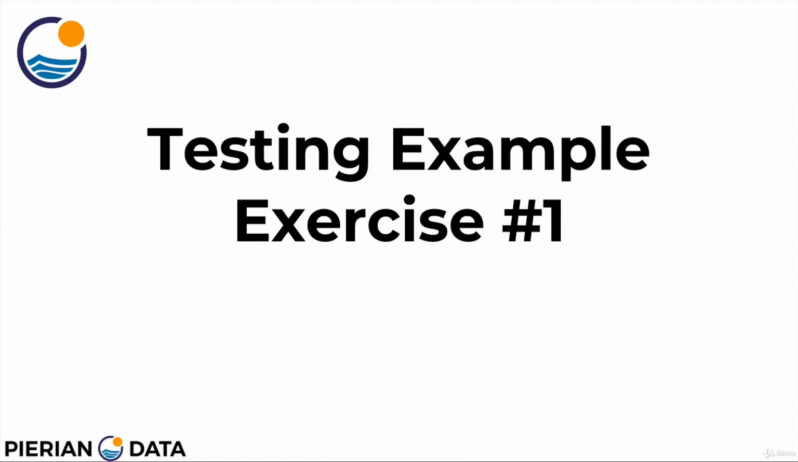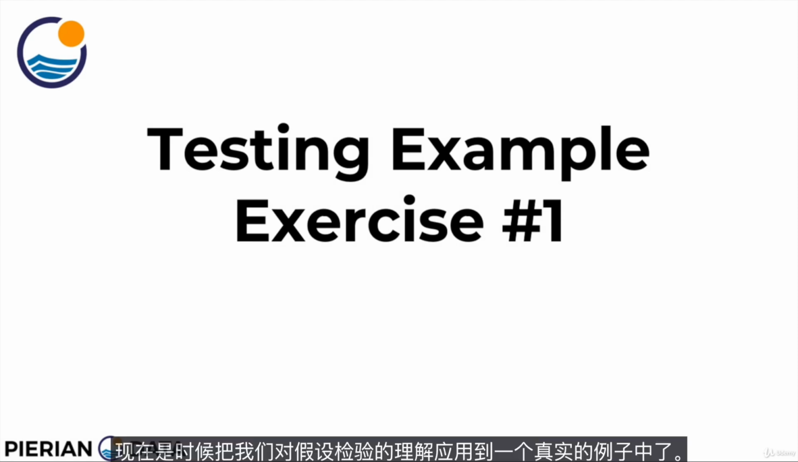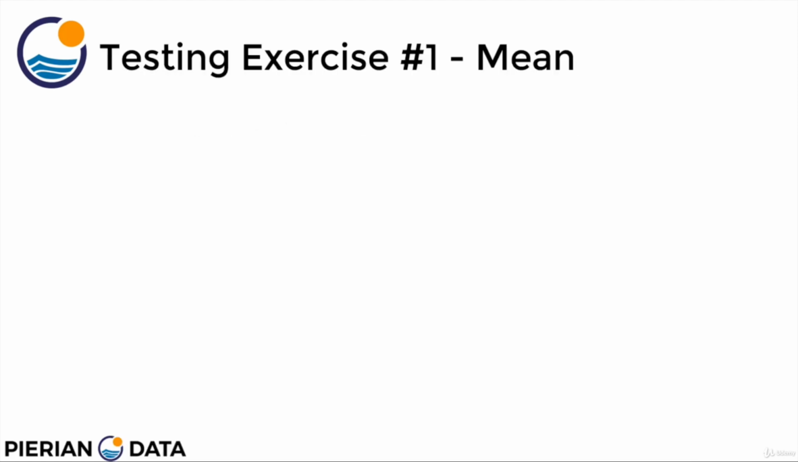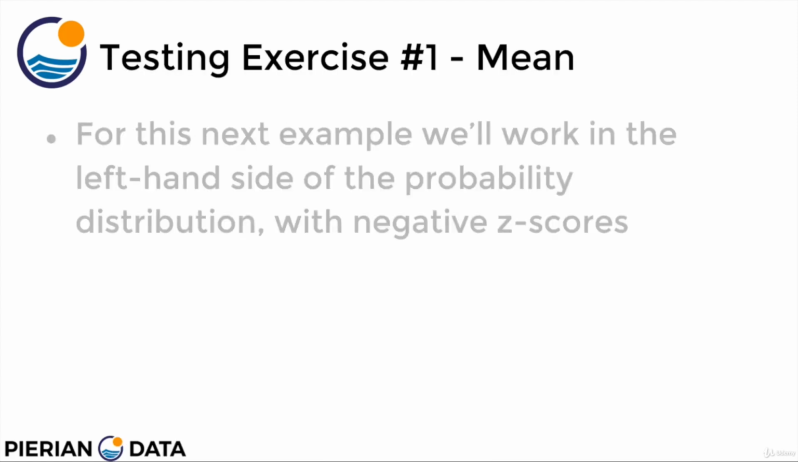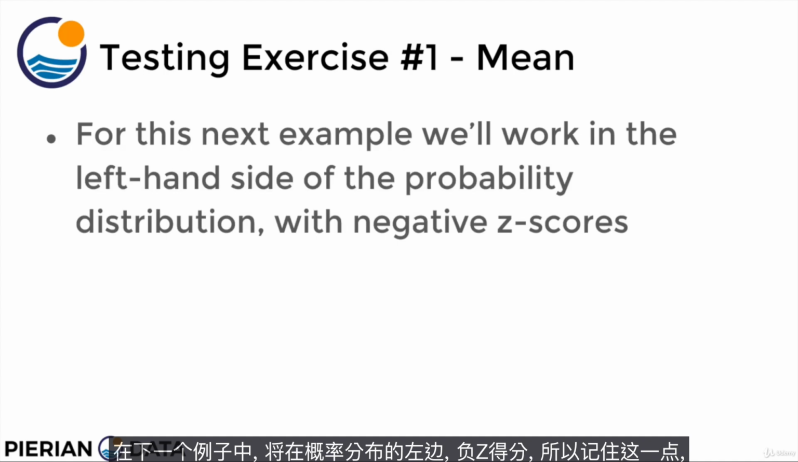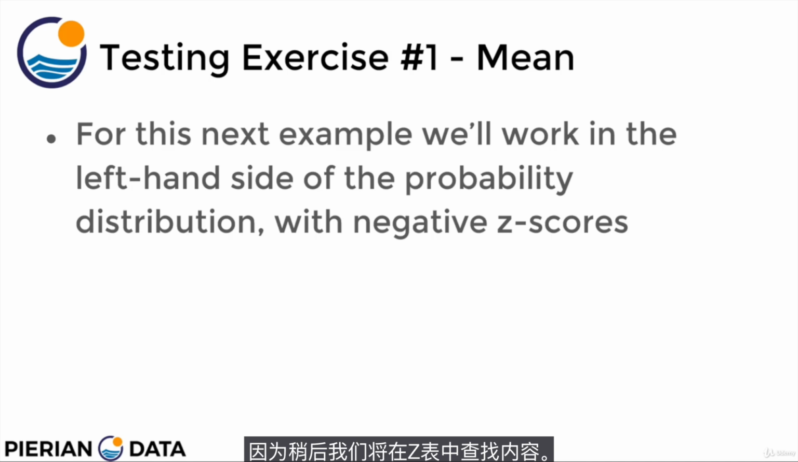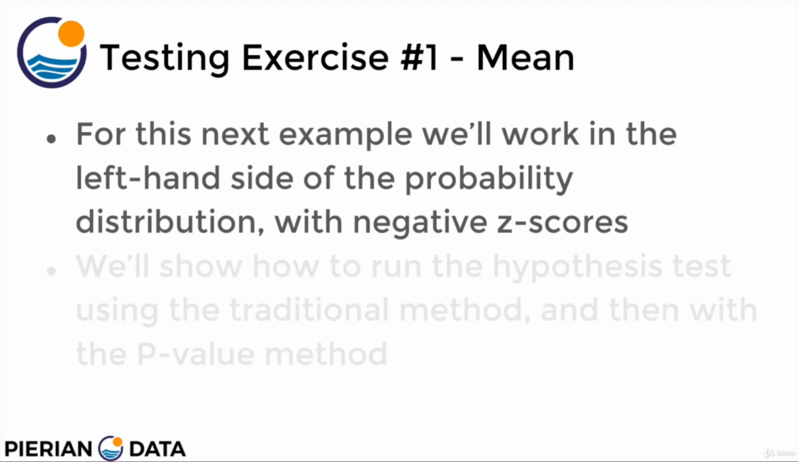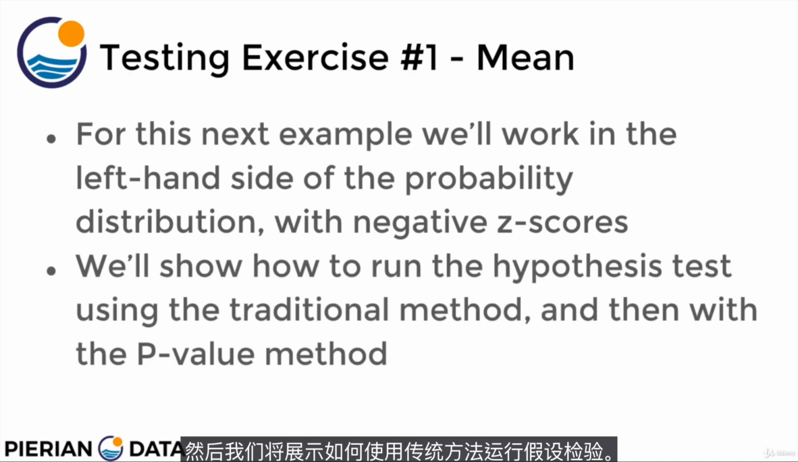Welcome back, everyone. Now it's time to actually put our understanding of hypothesis testing to a real-world example. So we're going to start off with exercise number 1. And for this next example, we'll work in the left-hand side of the probability distribution with negative z-scores. So keep that in mind because later on, we're going to be looking things up in a z-table. Then we'll show how to run the hypothesis test using the traditional method. Afterwards, we'll show you how to do it with the p-value method.